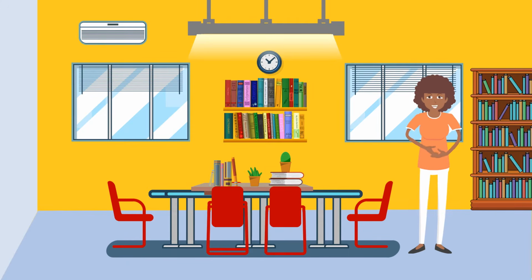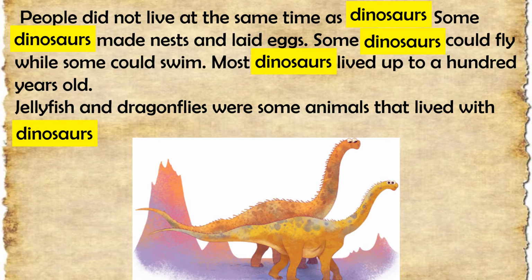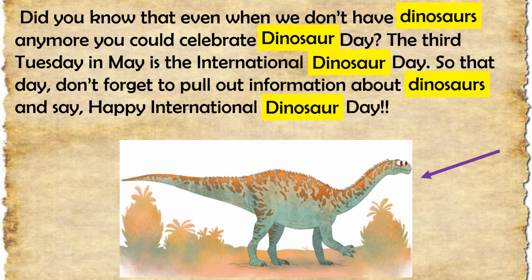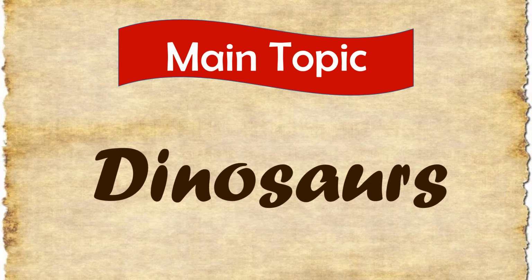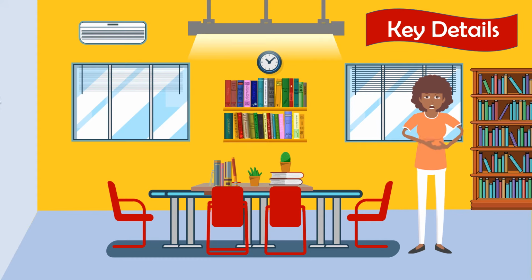Now, let's try to identify the main topic. If you observe carefully, the word dinosaur is repeated several times along the text. Besides, the illustrations have dinosaurs included as the central picture. Everything that is said in the text is about dinosaurs, so we can identify that the main topic of this text is dinosaurs. Now, let's pay attention to the key details or small pieces of information in the text.